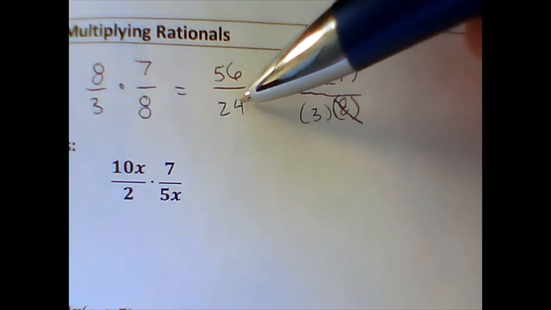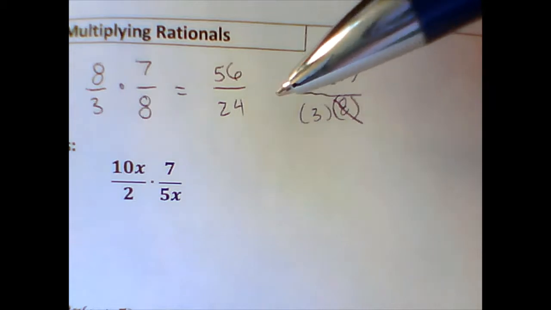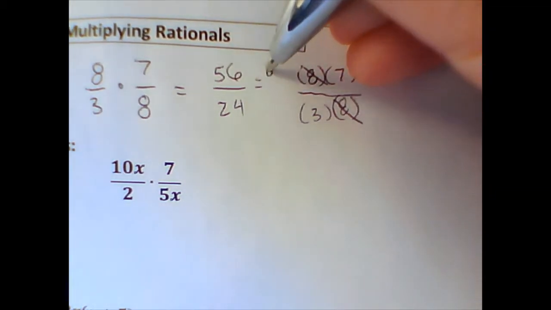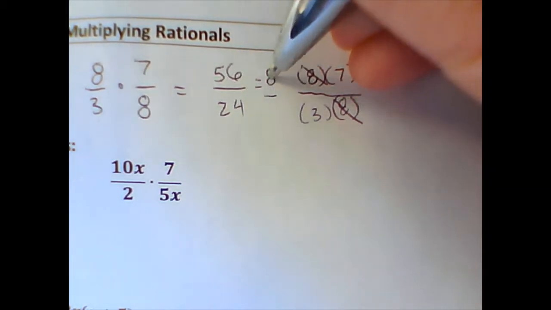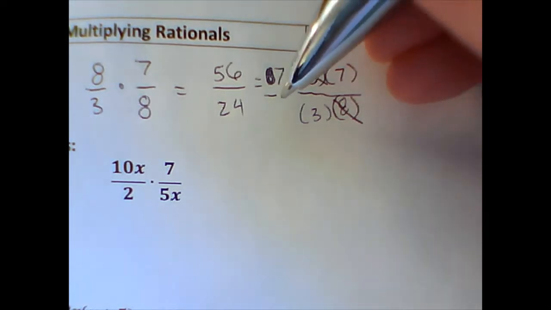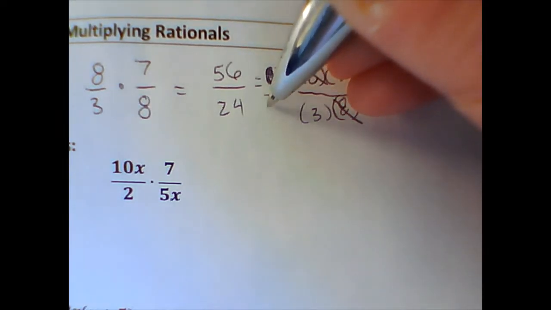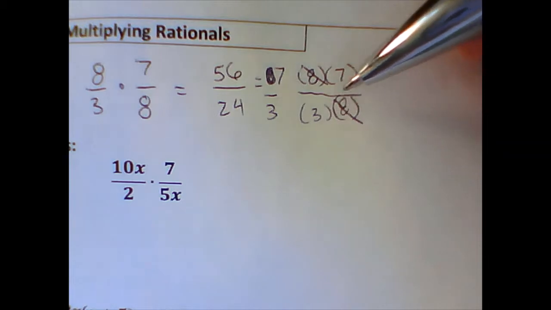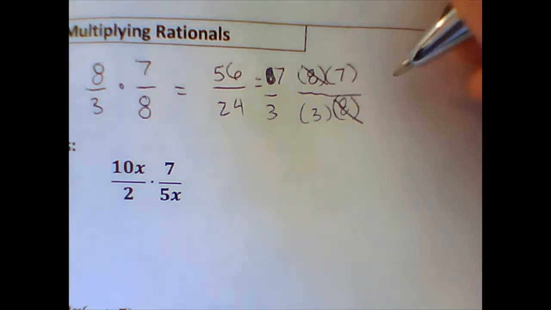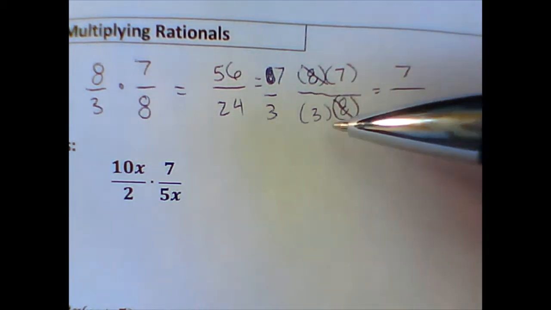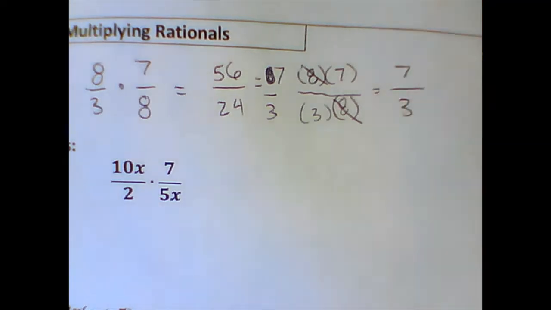So look back at the original answer of 56 over 24. That can be reduced by 8 into 7 over 3. You can take an 8 out of both. Now, if you destroy the 8 before you even need it, before you get to the answer, you can jump straight to the reduced form.